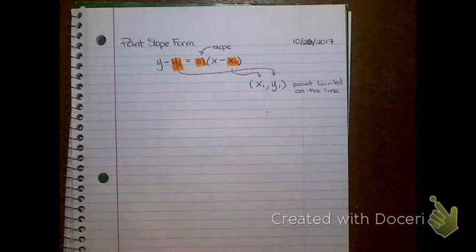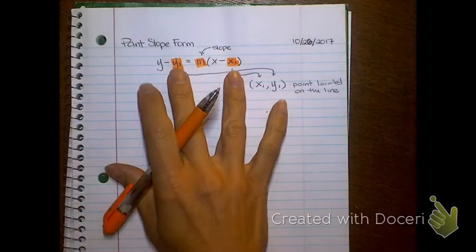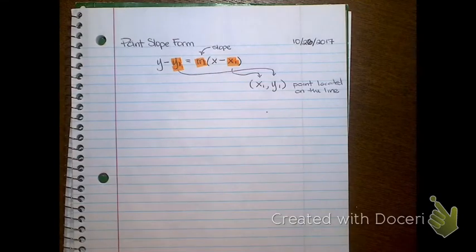And so the cool thing about point-slope form is it tells us a point that's on the line, and it tells us a slope. So we can very easily look at an equation written in this form and identify a point that I can then graph, and then from that point use the slope, the rise over the run, to find some more points to draw my line. Okay?